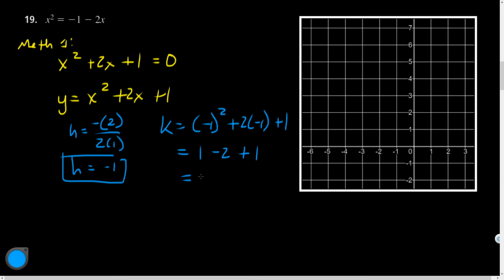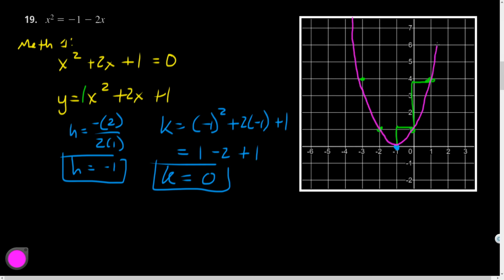Oh, you don't say. I get k equals 0 here. Interesting. So my vertex is -1, 0. The slopes of this were the usual, up 1 over 1, up 3 over 1, etc. And then mirror, right, up 1 backwards 1, up 3 backwards 1. And I draw that parabola, and notice, what are the x-intercepts?